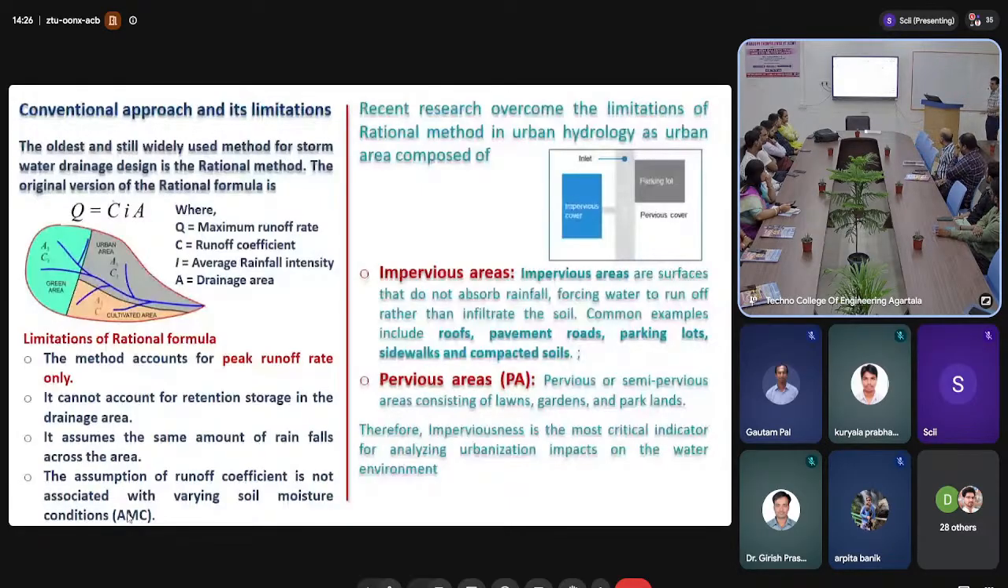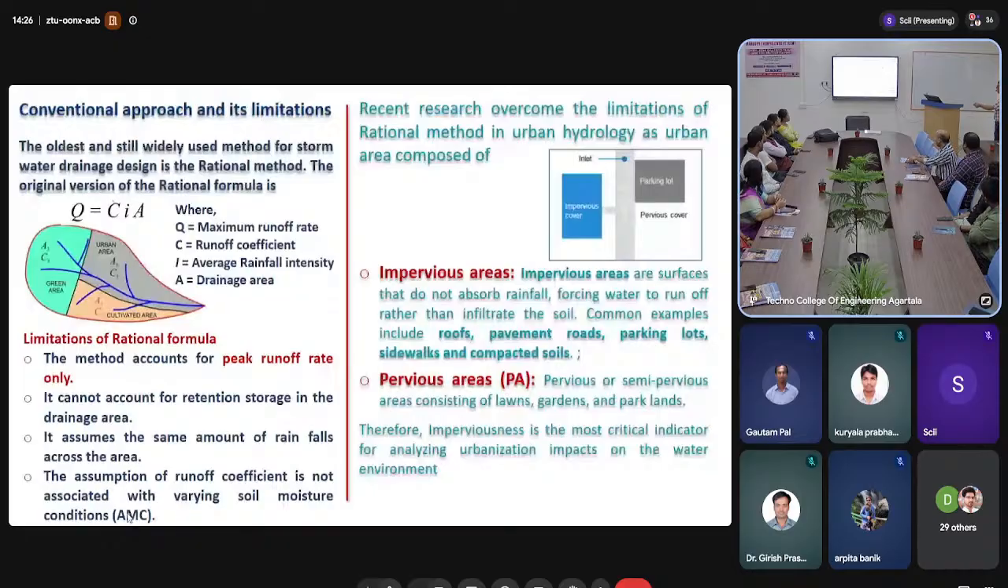Now let us try to understand this figure. Here we have considered a small grid, a small parcel in the urban drainage network.